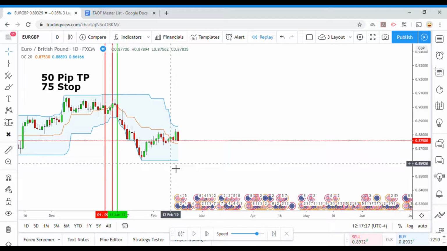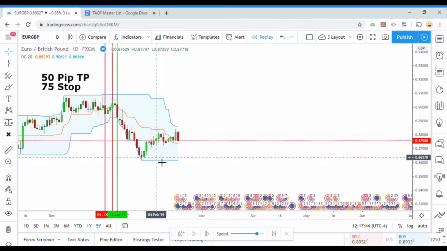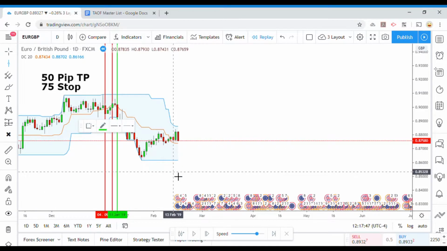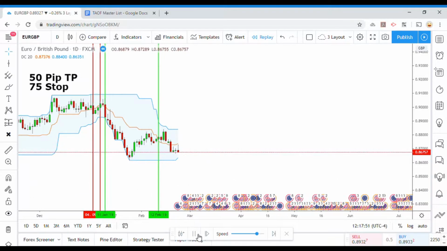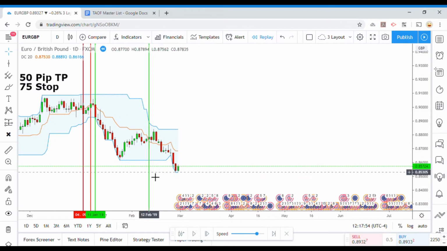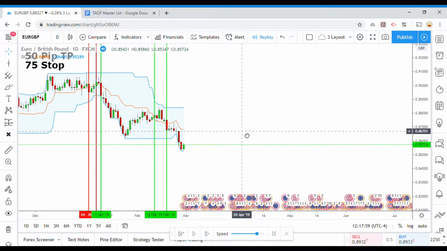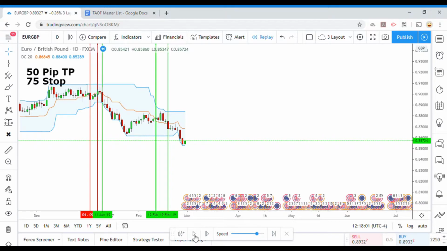Let's see. The open was 87.70, which means we need 88.20 to hit our 50 pips. The high of this candle here was 88.40, so we got it. Moving on. It turned around, smashed back through there. Definitely gave us a win on that one.